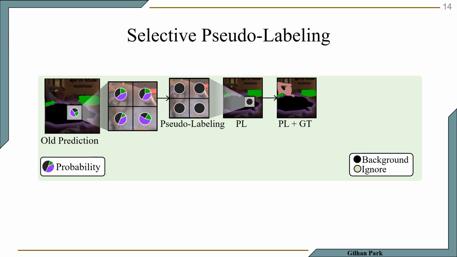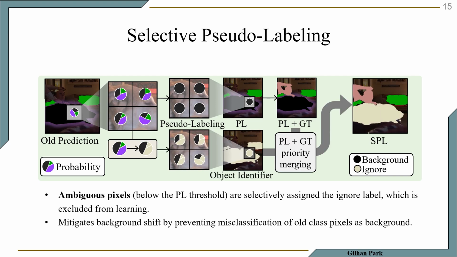To address this issue, we introduce selective pseudo-labeling. This method is designed to solve this problem by adding an extra step before labeling anything as background. Instead of immediately assigning unclear pixels as background, we use an ignore label for these pixels. The ignore label prevents the model from learning incorrect information from these ambiguous areas. It's like telling the model, we are not sure about these pixels, so let's not learn from them for now.